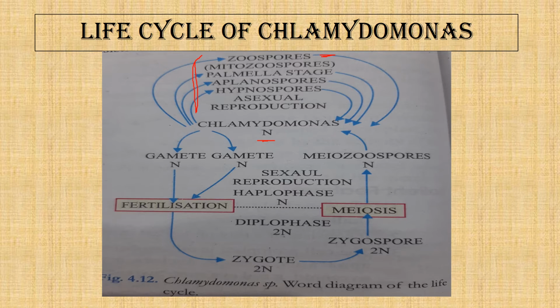These zoospores also go by the name of mitospores. These mitospores have the same haploid number of chromosomes. So these are haploid spores.